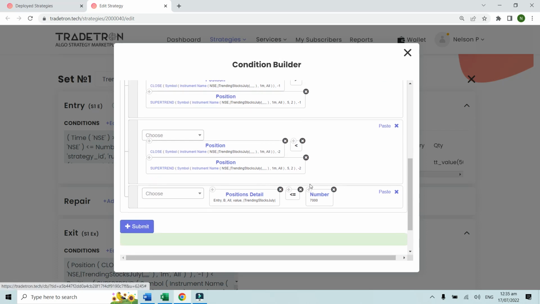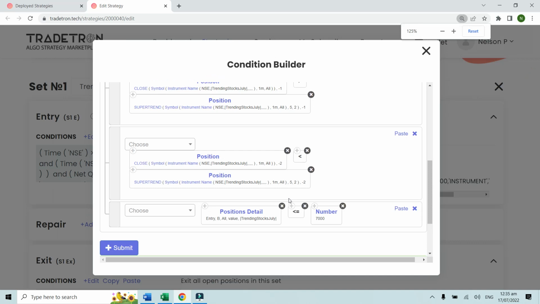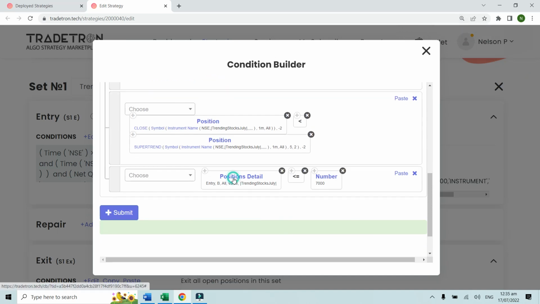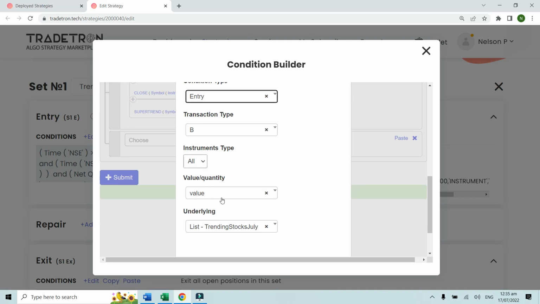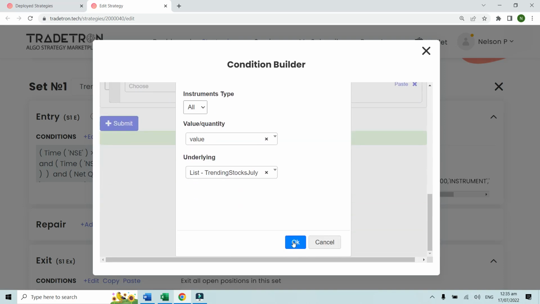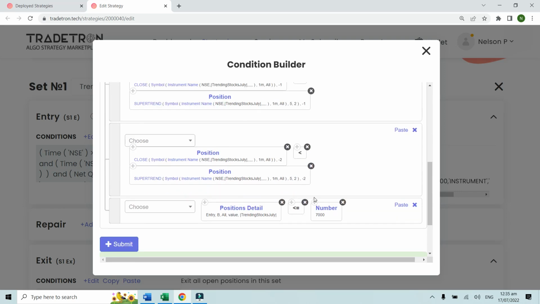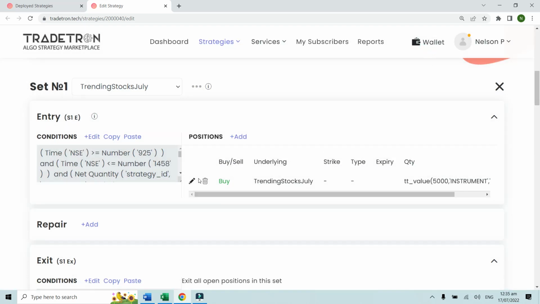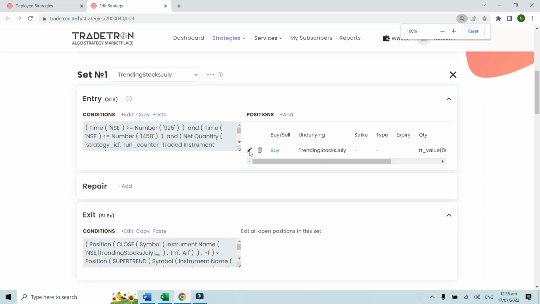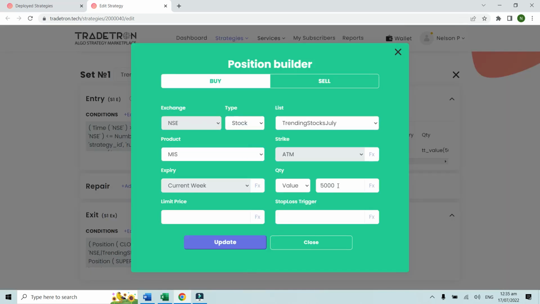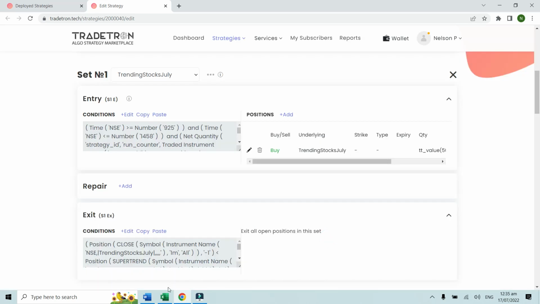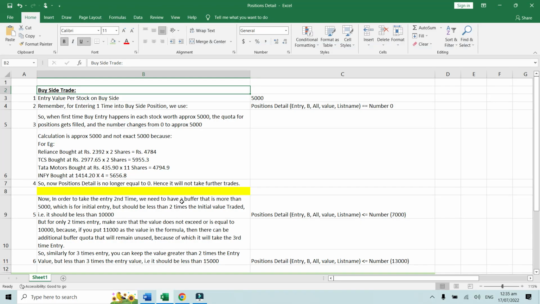And on the buy side, in order to enter 2 times, this is the formula that we are using. Let me just zoom in a little bit. This is basically positions detail entry buy value all value list of stocks is less than equal to number 7,000. Now we will discuss why we are using this value 7,000 for restricting the stock's entry to 2 times. All right. What is more important to understand over here is that when we are entering into this particular trade, the value that we are buying is basically 5,000 rupees worth of each stock. All right. So let me just explain this through this example that I have created on Excel.